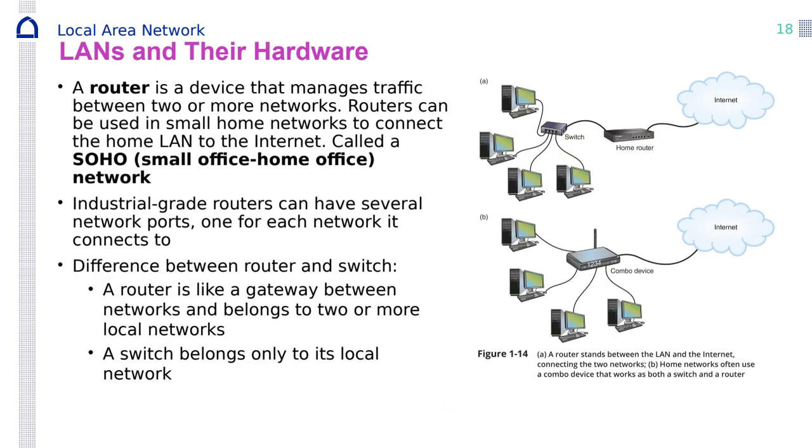Also, we have router. A router is a device that manages the traffic between two or more networks. Router can be used in a small home network, such as we call it SOHO, or a small office network. SOHO means small office, home office network. It will connect your LAN or home to the internet through the router.